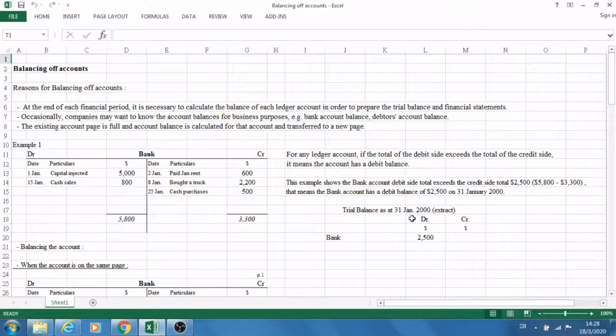When preparing the trial balance, it is very important to make sure the account balance is shown in the correct column. This bank account has a debit balance. This balance is shown on the debit column.